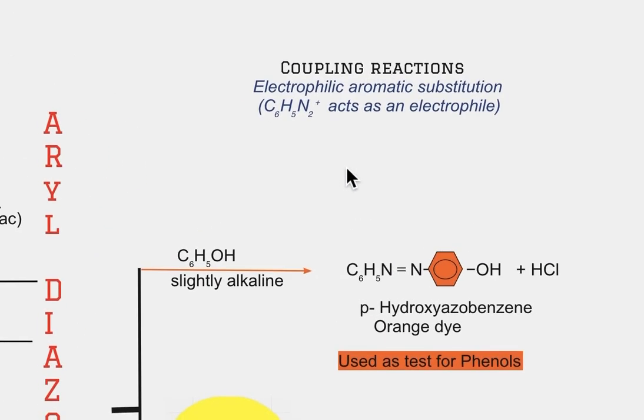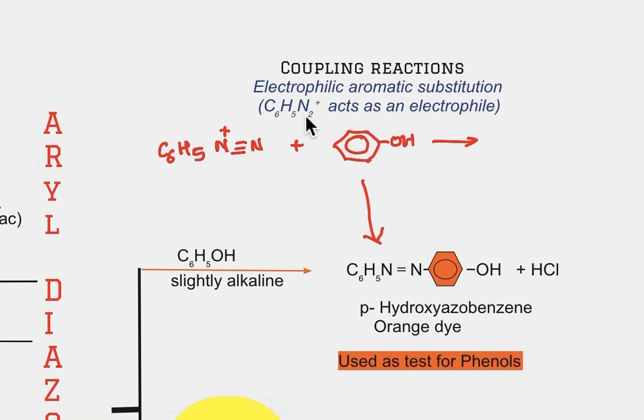What are coupling reactions? So you notice over here, my C6H5N2 positive is going to behave as an electrophile. So when it combines with another, what group is this? An aromatic compound. So it couples with it. They form the two rings joined together and we have the products here. So for example, we form the orange dye para-hydroxyazobenzene.